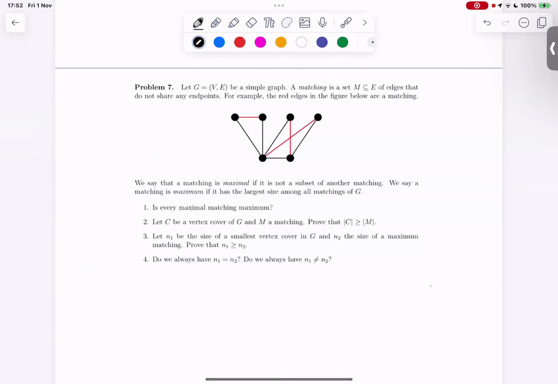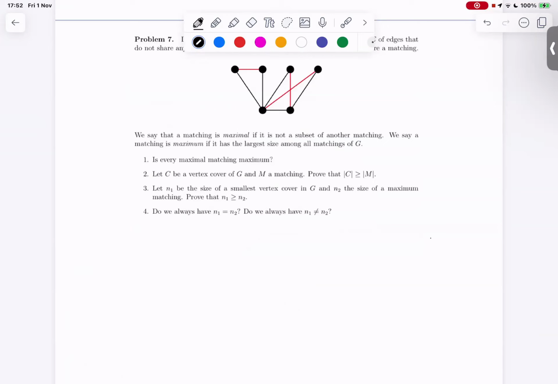Okay, for problem 7, it is actually quite easy, and some of it is already covered in the lecture notes. For part 1, of course, not every maximal matching is maximum. Just consider this graph with vertices 2, 3, and 4.